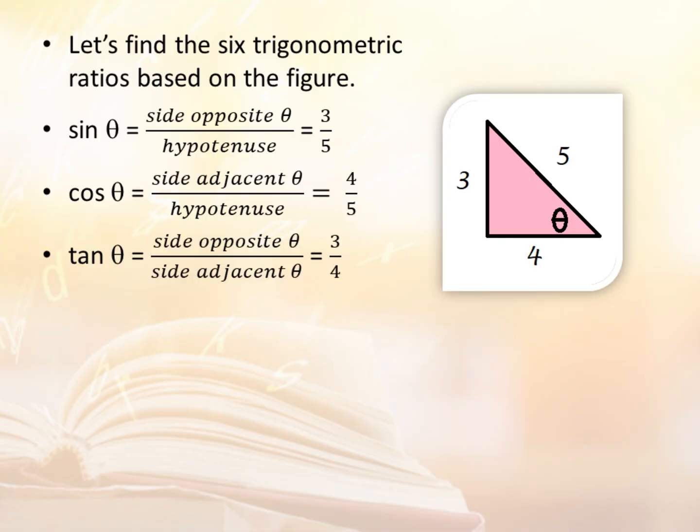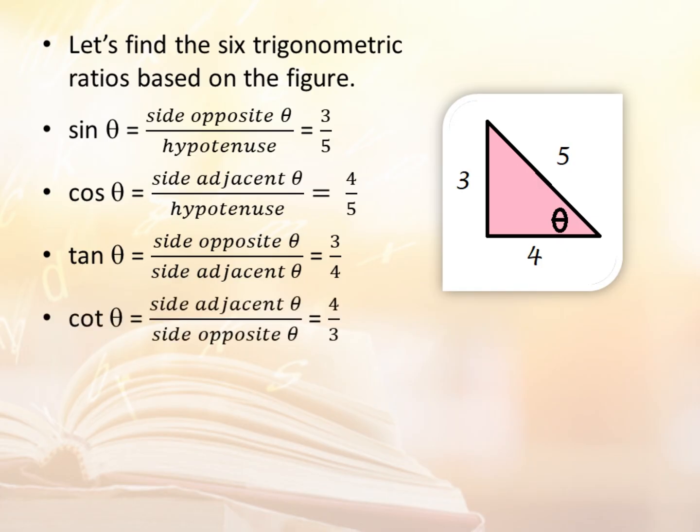The tangent theta is side opposite theta over side adjacent theta. So the side opposite theta is 3, while the side adjacent theta is 4, so that is 3 over 4. The cotangent theta is side adjacent theta over side opposite theta. The side adjacent theta is 4, while the side opposite theta is 3, so that is 4 over 3.